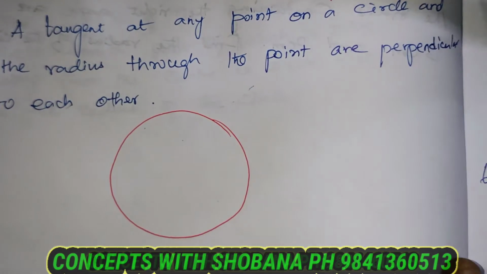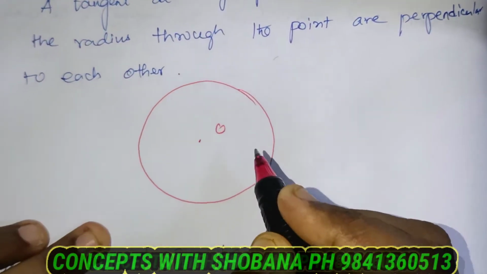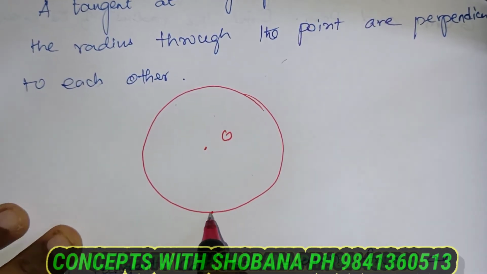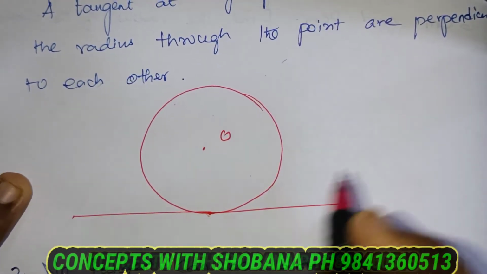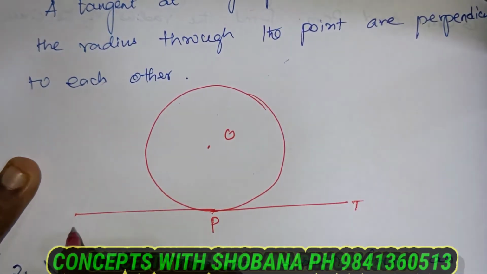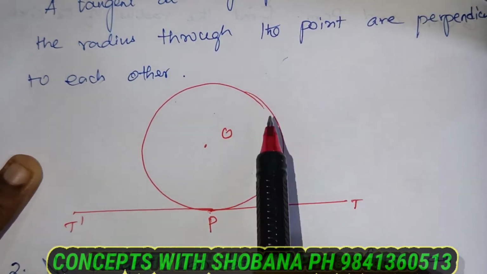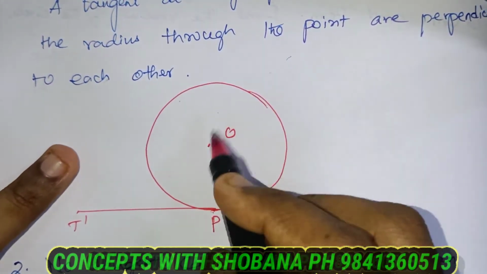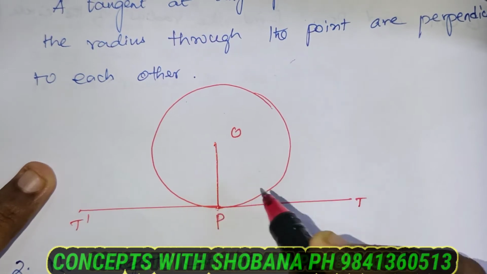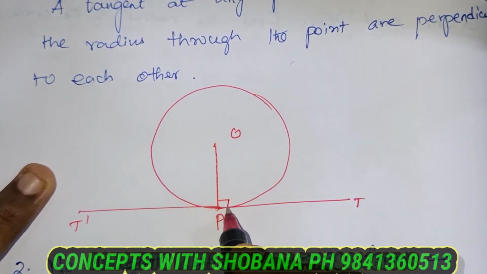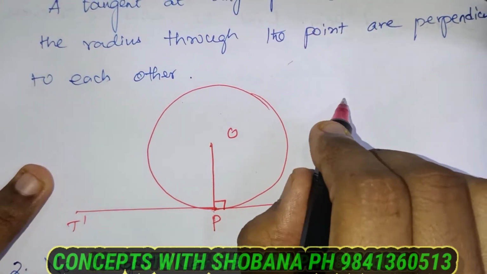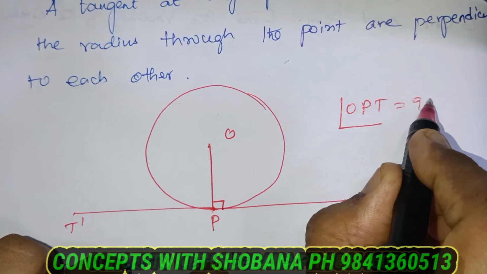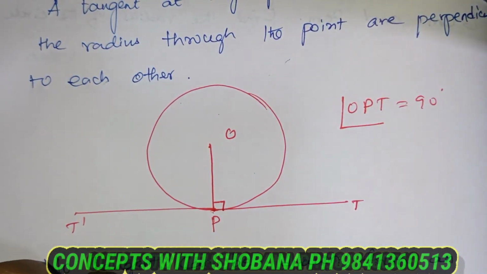A tangent at any point on the circle. Look, this is the center O, tangent at any point. If we take this as the point P, through this point we are going to draw a tangent, PT T dash. A tangent at any point on the circle and the radius through the point. So when we draw the radius, you can always say they are perpendicular to each other. That is, if we consider it like this, angle OPT will be 90 degrees. And this is the first theorem.